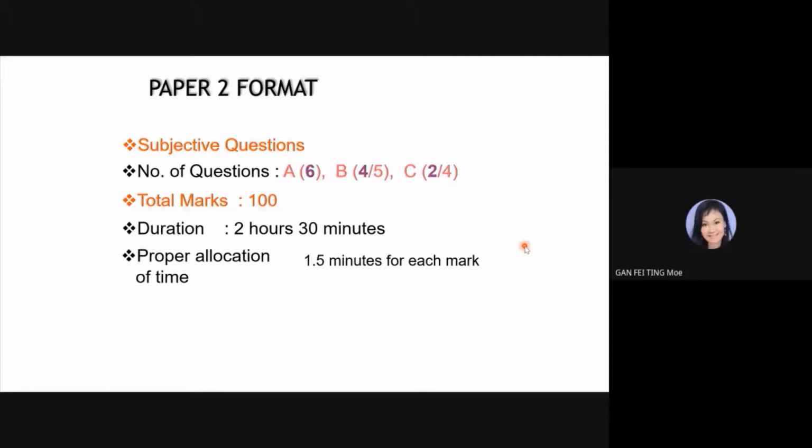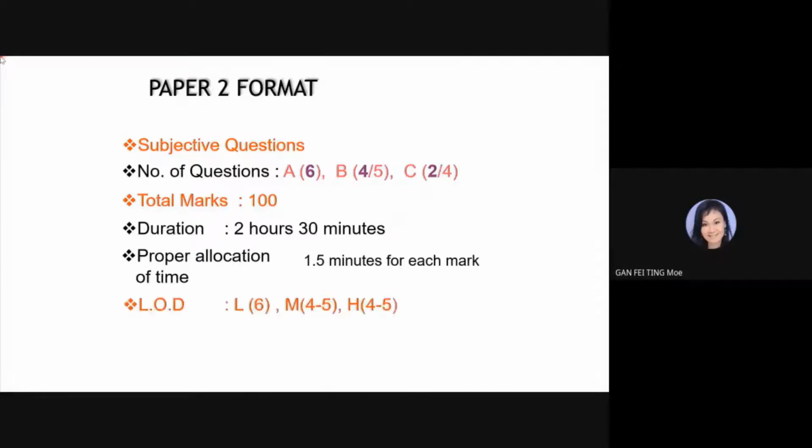Go back to the chapter or the concept, what is to be learned, not drill the question. Drilling will not help you if you don't understand the question. For me, drilling comes second. The first part is I need to understand the concept. I'll bring you a few questions later.